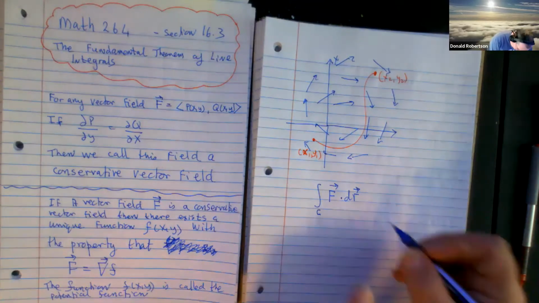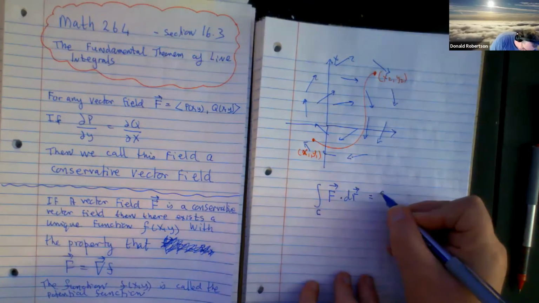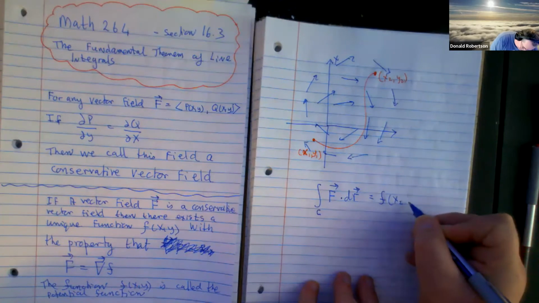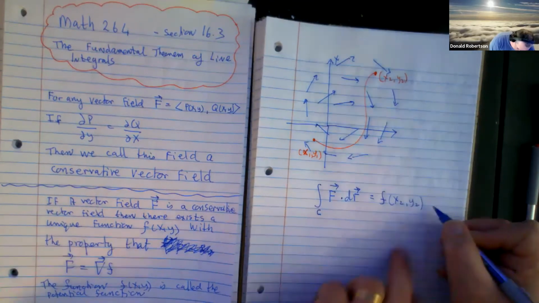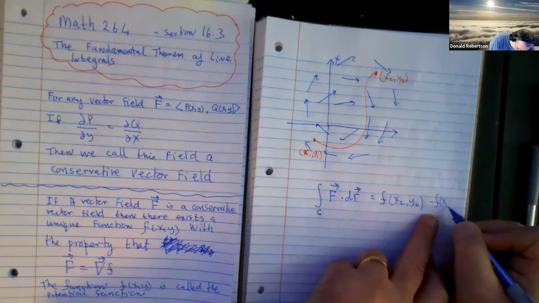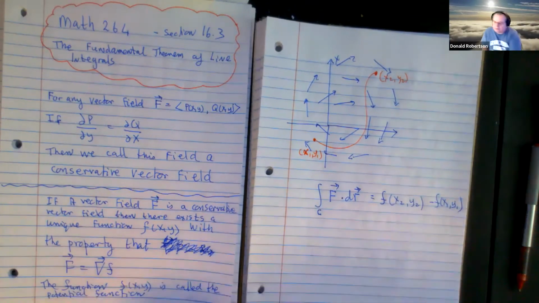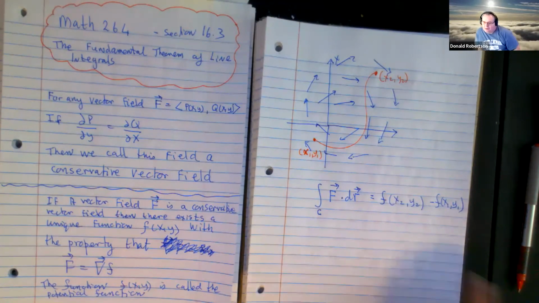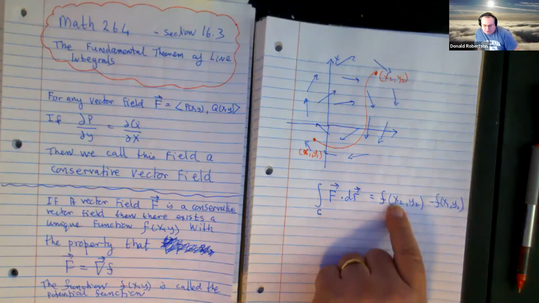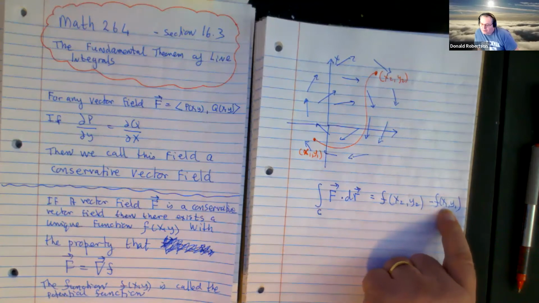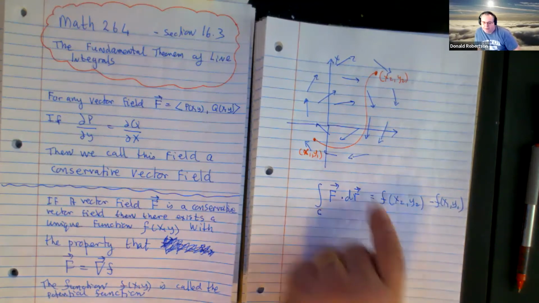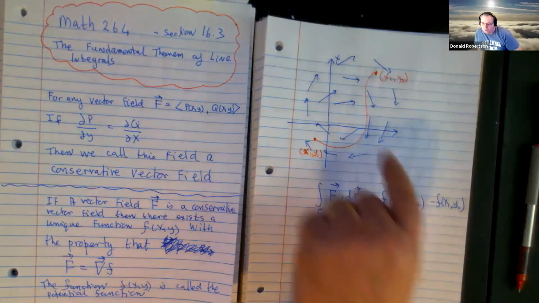Now, if this is a conservative field, the answer to the line integral is the value of the potential function, you know, those little f's that we've been finding. The value of this potential function at the destination point, take away the value of the potential function at the start. And you might say, well, but that curve could be lots of different curves.